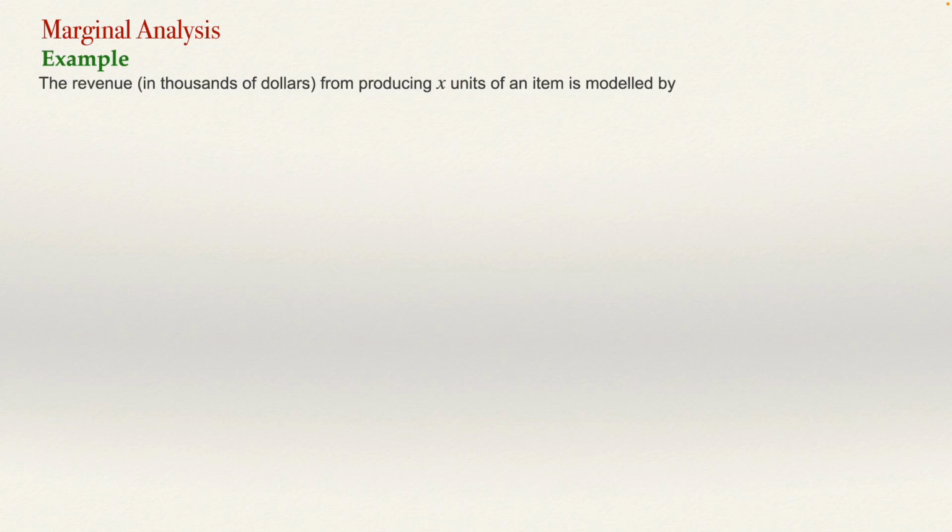Let's solve a first example of application of derivative in marginal analysis. The problem says the revenue in thousands of dollars from producing x units of an item is modeled by the revenue with respect to x will be equal to 20 times x minus 0.005x squared. When I substitute the value of x, the number of units produced, the value that I get, the revenue, will be in thousands of dollars. That's what the problem says.